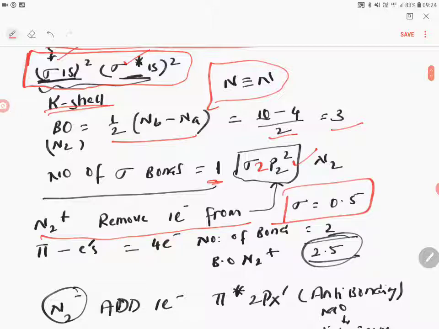So with respect to N2 plus, one electron is removed from this. Therefore, if you calculate the bond order, number of bonding minus anti-bonding by 2, bond order is equal to half into, instead of 10 you will get 9, because this is a bonding molecular orbital. 9 minus 4 divided by 2, which is 2.5. So bond order is 2.5. Compared to nitrogen, N2 plus has bond order 2.5, so definitely its bond strength will be a little bit less.